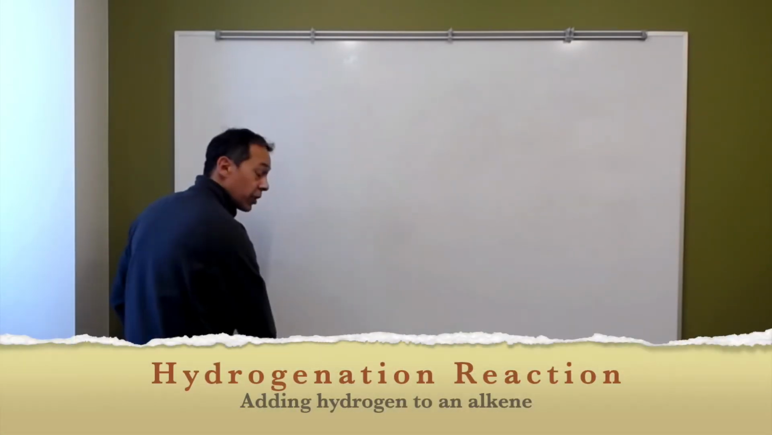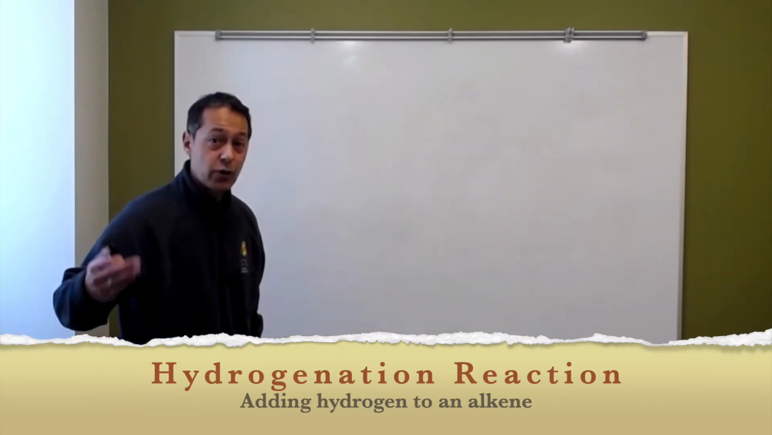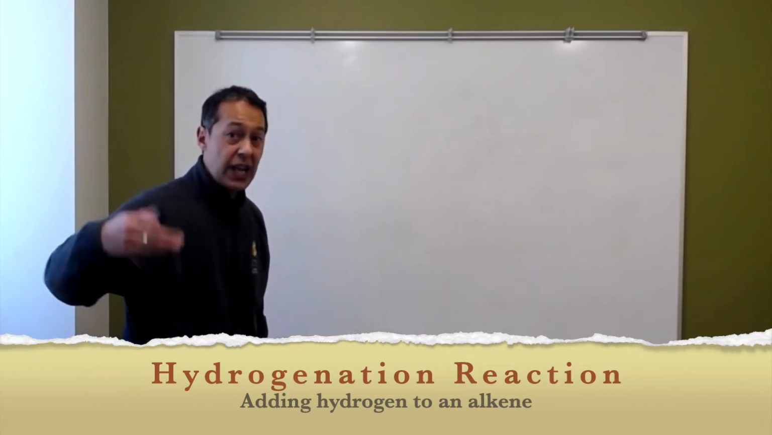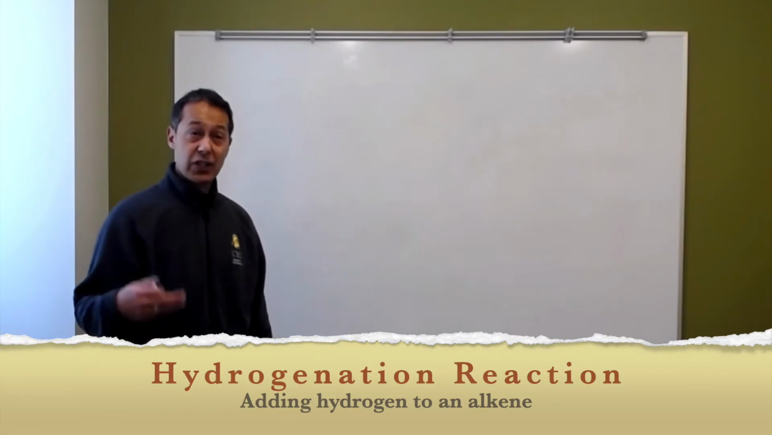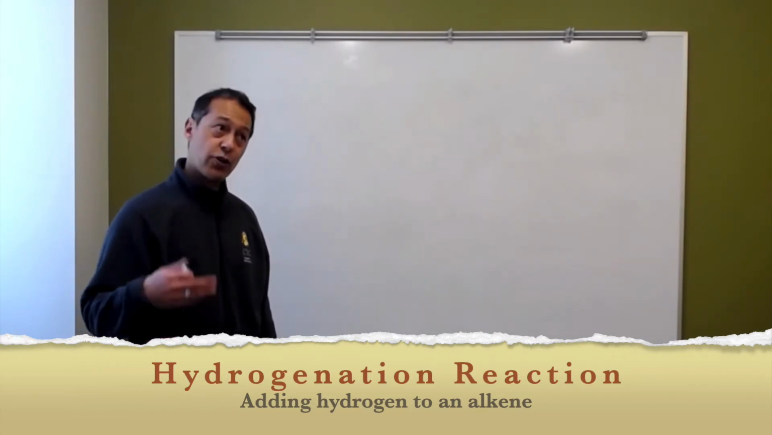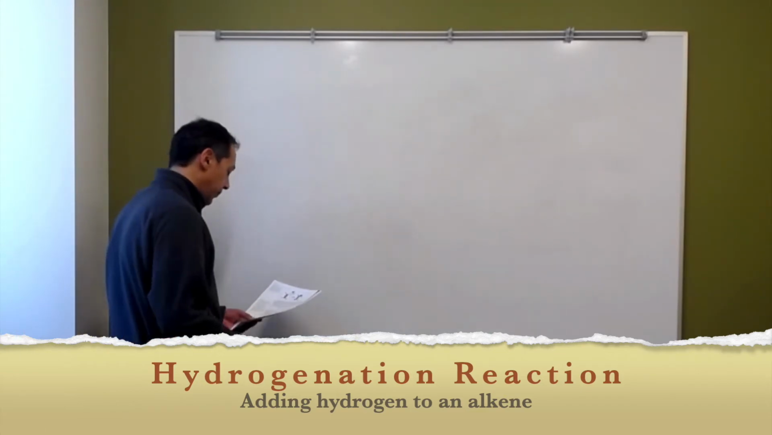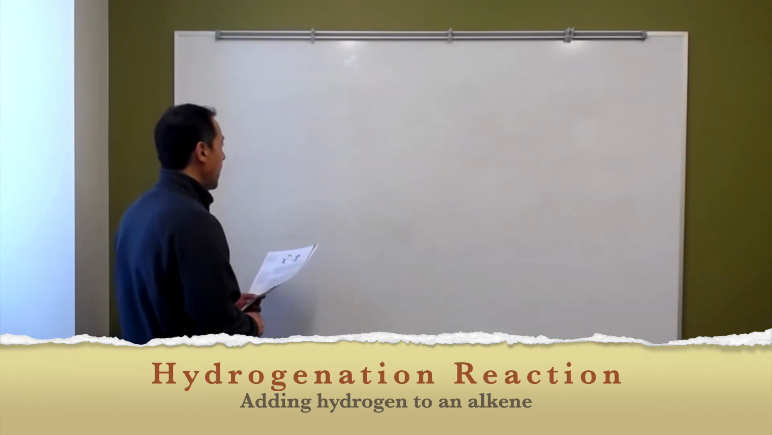And so we're going to take a look at some of the chemical reactions and their names. So the first one we're going to take a look at is a hydrogenation reaction. There's a lot of syllables in that word, hydrogenation. Okay, so hydrogenation reaction.